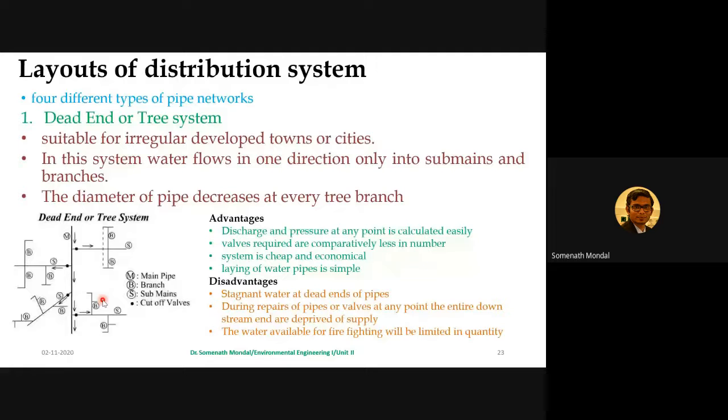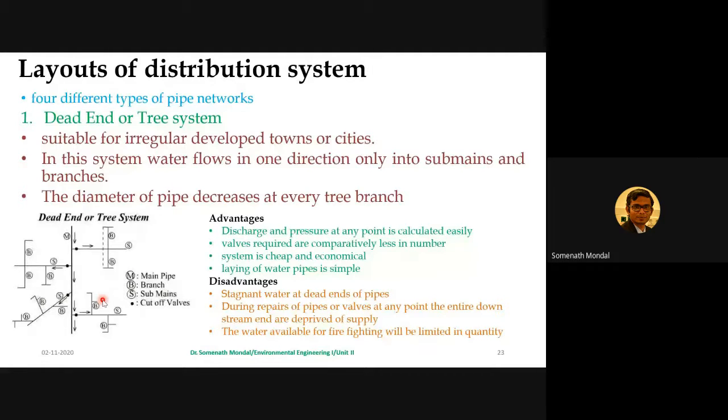There are a few advantages associated with such systems. The first one is that the distribution network can be solved easily, and it is possible to easily and accurately calculate the discharges and the pressures at different points in the system. This is easy because it is one way and you have a dead end at one point. Now, a lesser number of cut-off valves are required in this system. Cut-off valves are basically the sluice valves, because things are one way, and the more you go towards the farthest corner, the diameter is also reducing, and the number of consumers are also reducing.